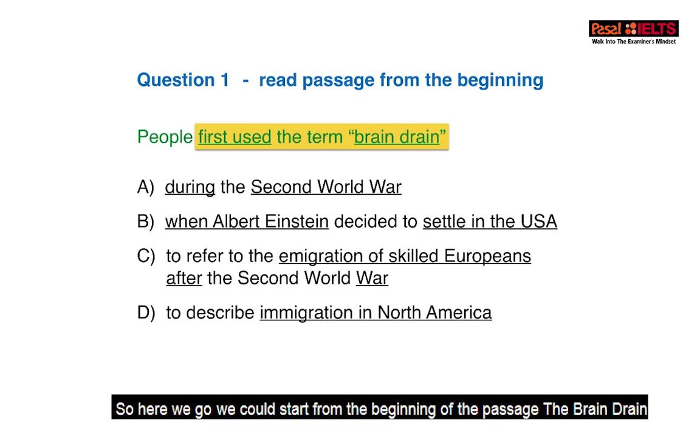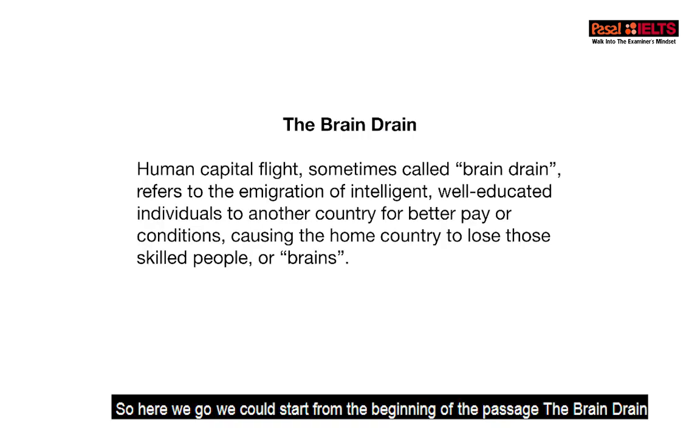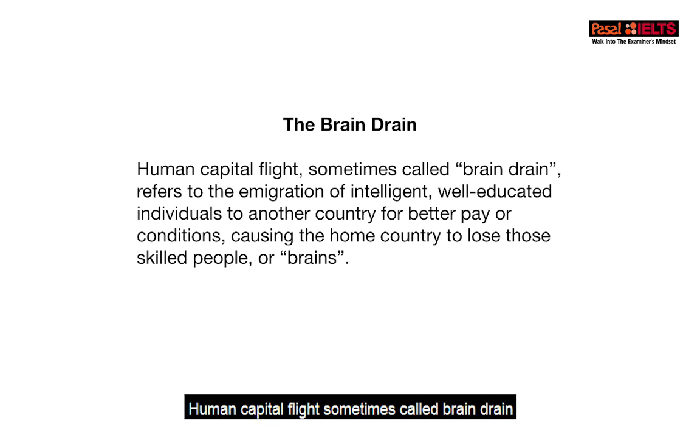So here we go. We start from the beginning of the passage, the brain drain. Human capital flight, sometimes called brain drain, refers to the emigration of intelligent, well-educated individuals to another country for better pay or conditions, causing the home country to lose those skilled people or brains. That explains to you what brain drain means.